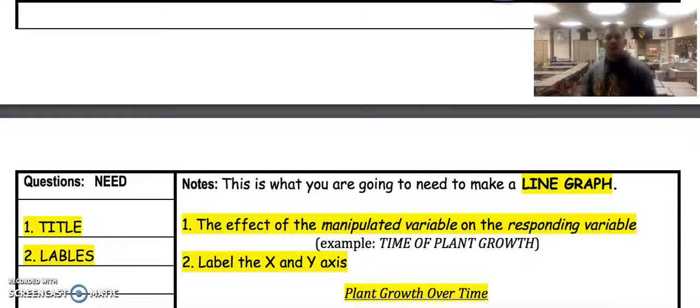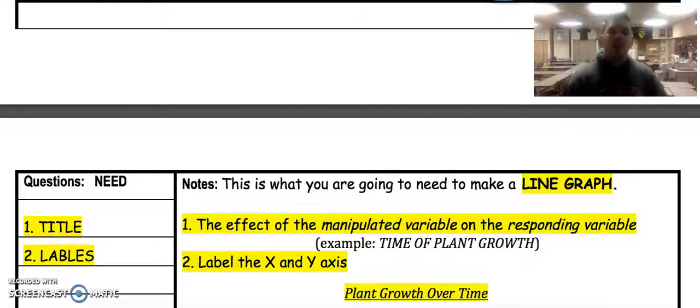Just like the bar graph, you need to make a title. And again, the title has to be the effect of the manipulated variable has on the responding variable. So we had that one example of time of plant growth. Time versus numbers is always going to be a line graph, just like numbers versus numbers. T-charts are going to be a line graph as well. What's the first thing you do?